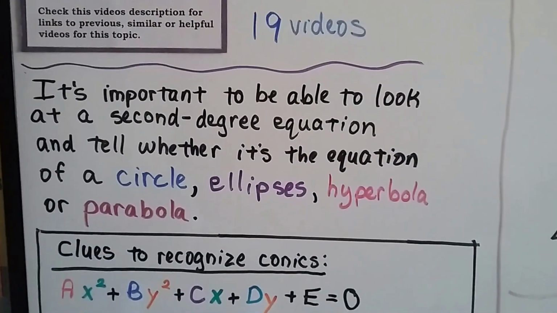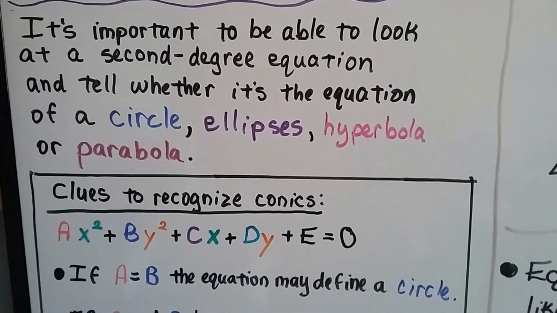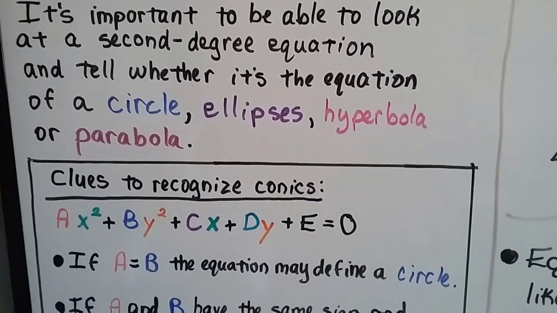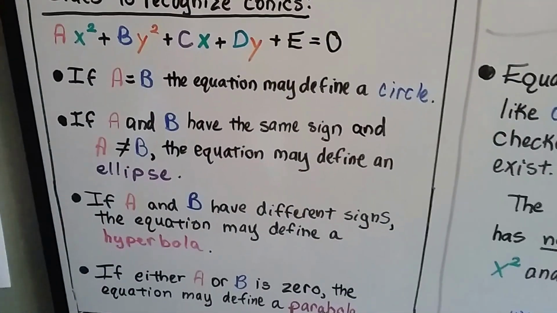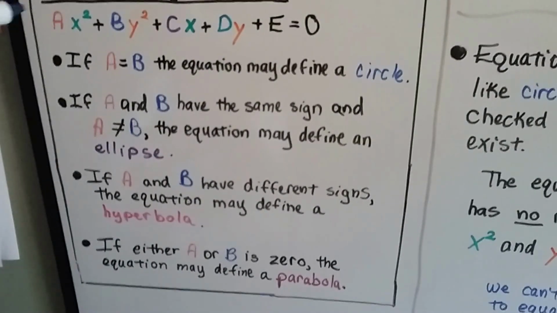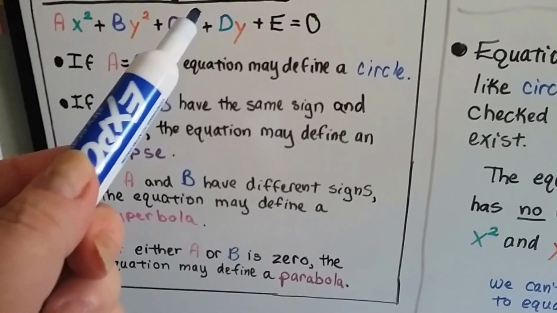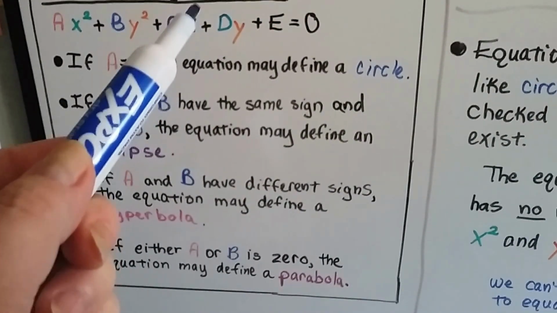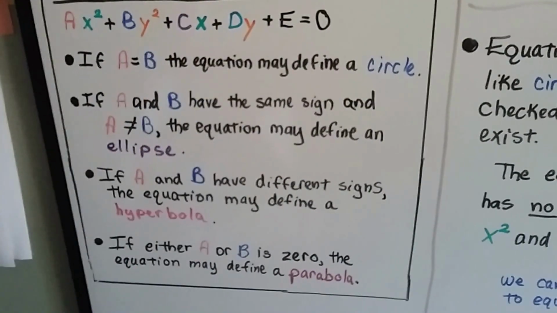Now, it's important to be able to look at a second-degree equation and tell whether it's the equation of a circle, an ellipse, a hyperbola, or a parabola, and we have some clues. So here are our clues. In this equation, you can see that this is second degree, that's second degree. There's a little 1 exponent that's invisible here and here, isn't there? So that's the first degree, and then we have our constant.